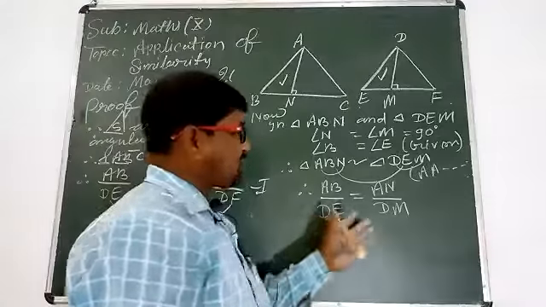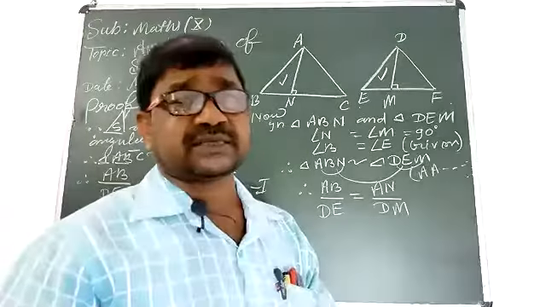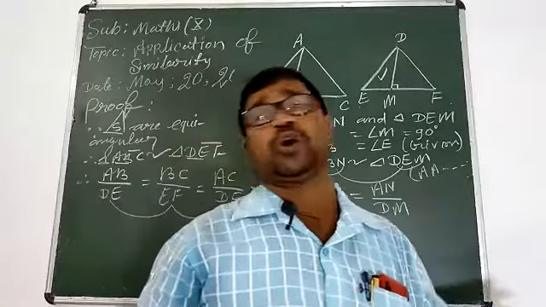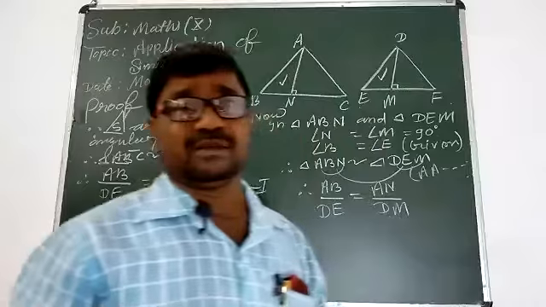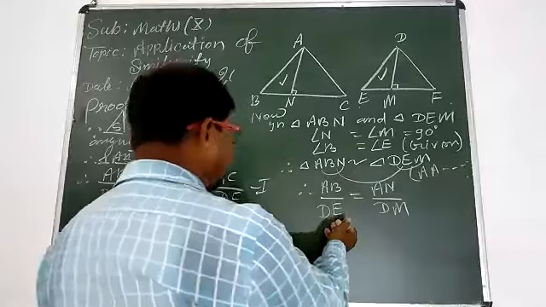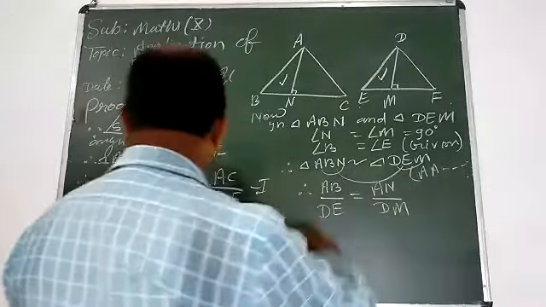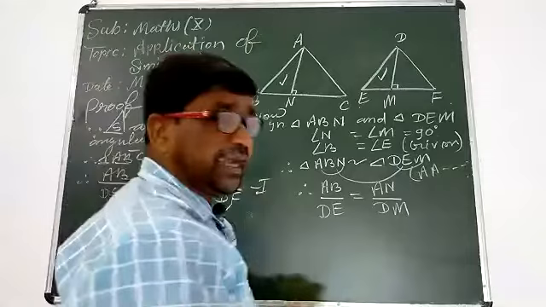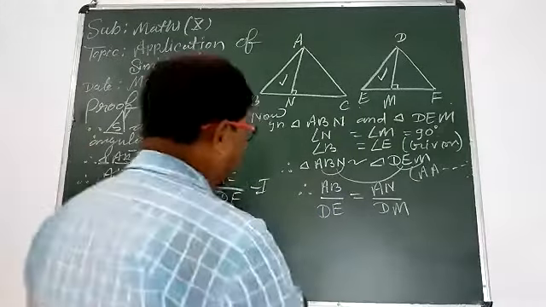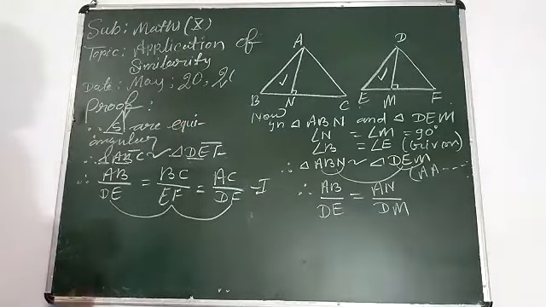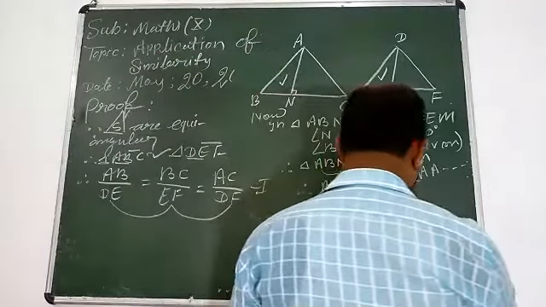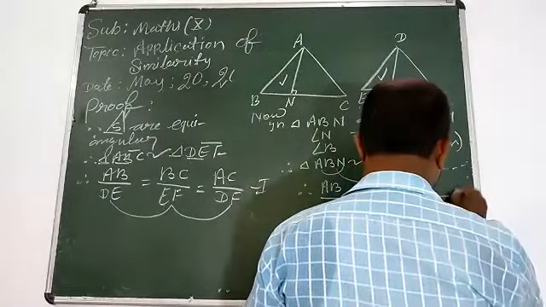You should write the statement according to your requirement. As you know, these three sides are proportional to the corresponding sides of another triangle, but here your requirement is only two. So according to your requirement, you write here AB upon DE equal to AN upon DM. Understood, student? Okay.